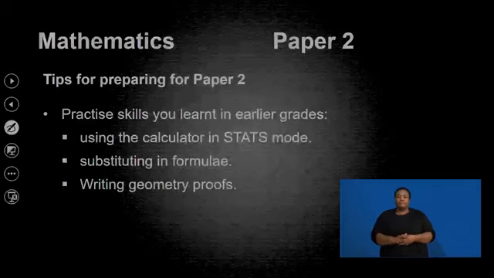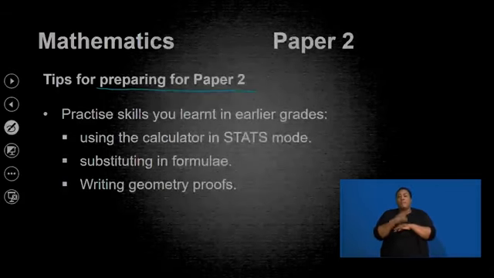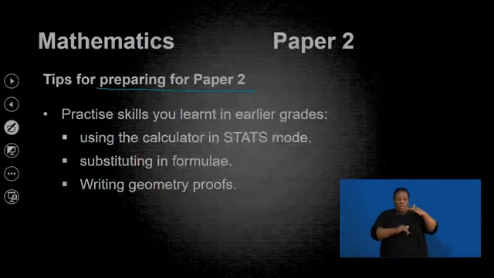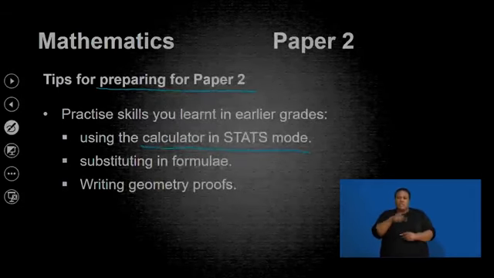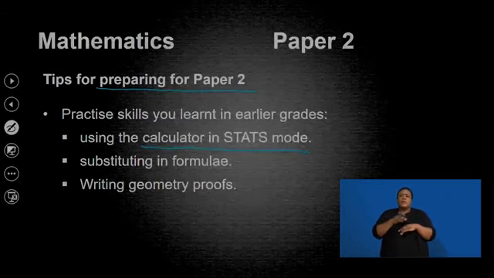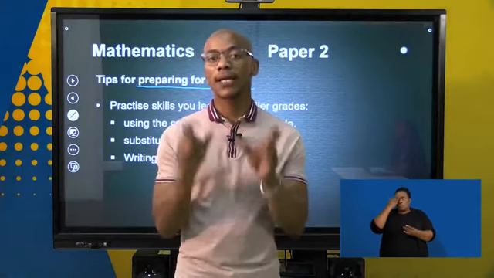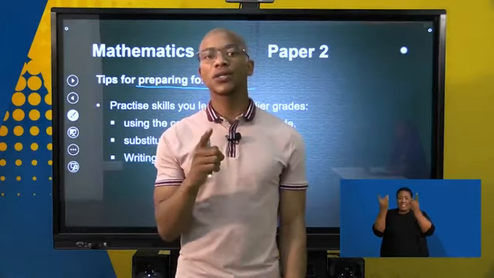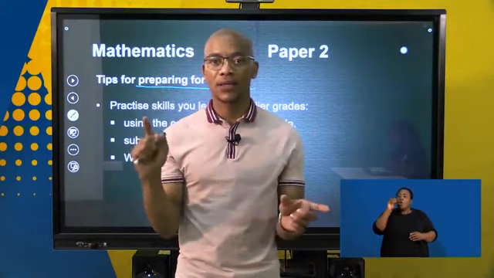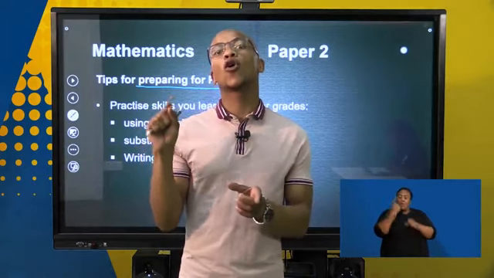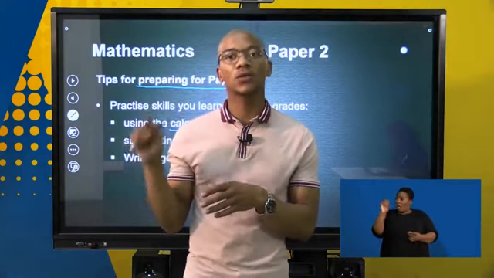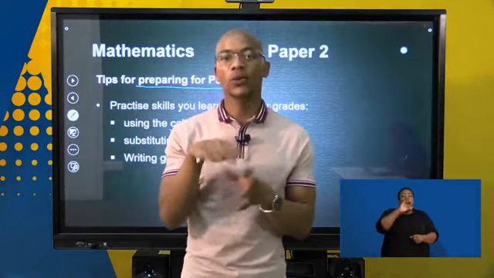So the very first tip that we are saying is, when you're preparing for your paper 2, practice the skills that you learned in earlier grades. What do I mean? Using a calculator in stats mode. I think I spoke about this when we were talking about statistics and the least squares regression line. You need to know how to use your calculator in stats mode. One thing for sure I should caution you is, please refrain from using the ON button when you want to clear the screen. Always use the AC, which means all clear. So if you are in stats mode, don't touch the ON button. Just always use the all clear button.